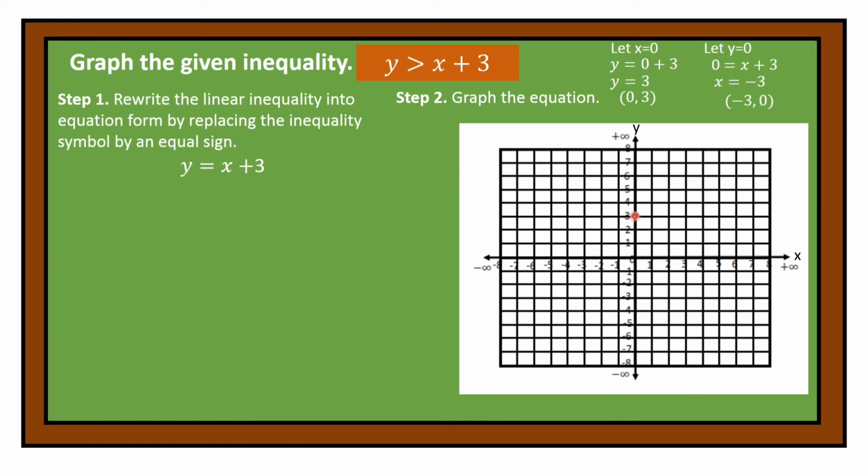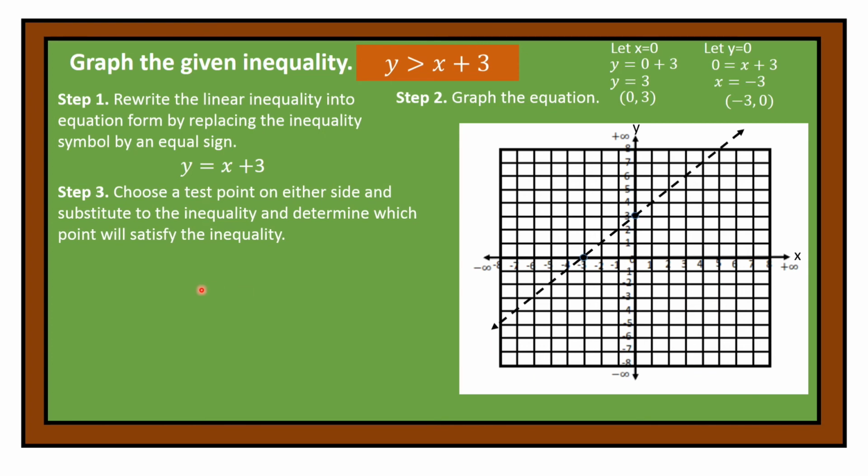Sa atin namang x-axis, we have here the x-intercept which is equal to negative 3. So, this is our negative 3. So, ito yung magiging second point natin. Since meron na tayong 2 points, pwede na natin siyang i-connect using a line. Pero, anong klase ng line? Solid line ba? O broken line? So, based sa ating inequality, ang ginamit na symbol ay greater than. So, gagamit tayo ng broken line.